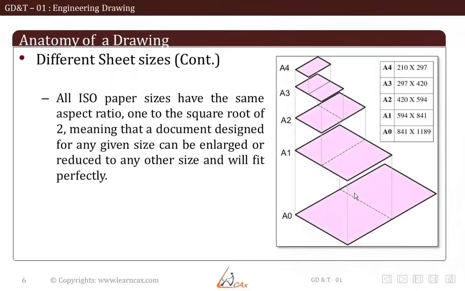Now some more details. All ISO paper sizes have the same aspect ratio, 1 to the square root of 2, meaning that a document designed for any given size can be enlarged or reduced to any other size and will fit perfectly. This is exactly what we learned in the last slide. On the right side of the figure, you have the dimensions of various sized sheets.